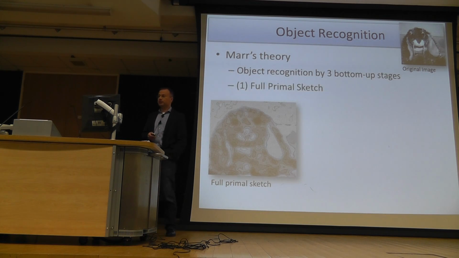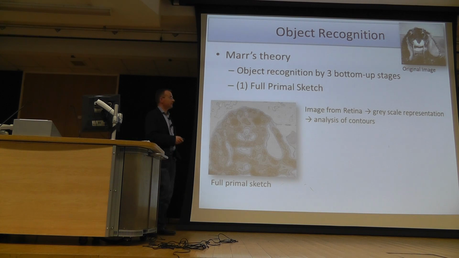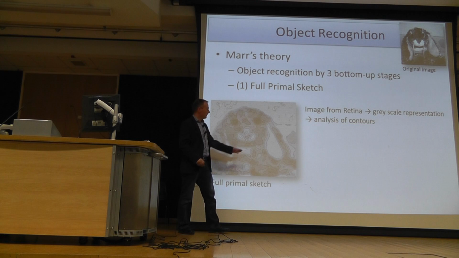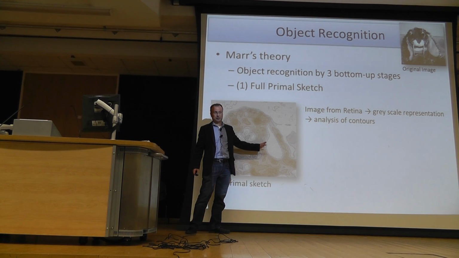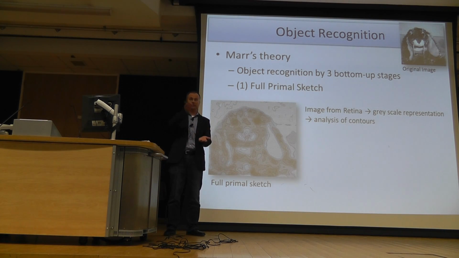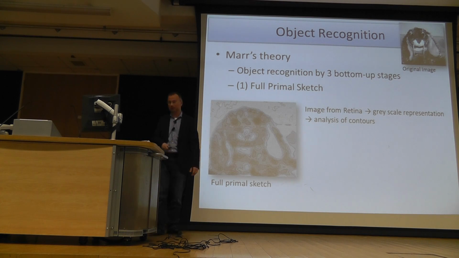So the first stage is a full primal sketch, and he said, okay, the image from the retina of this plush rabbit is first transformed into a grayscale representation, basically like that, so color is lost, and then the contours are analyzed. And that is actually what happens really neurally as well. So what he proposed is we analyze the image for borders and edges, and that usually means a steep gradient in brightness. Dark here, bright here. Then we have an edge, and we try to detect that.